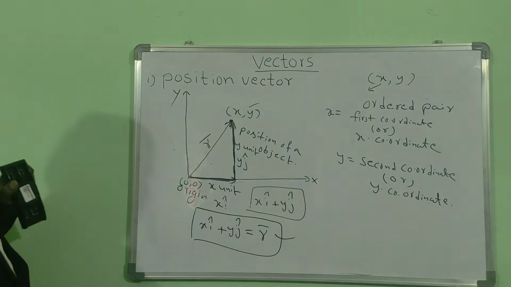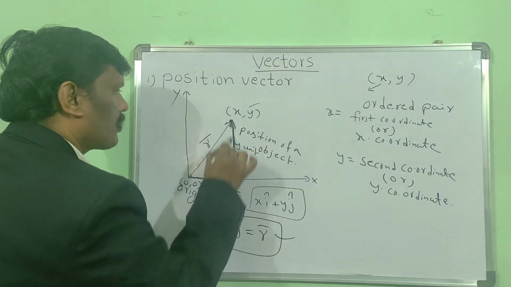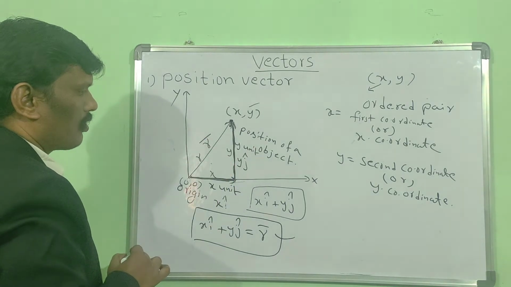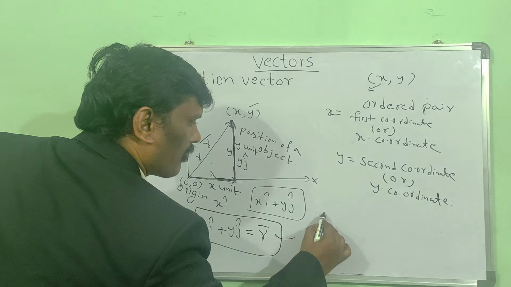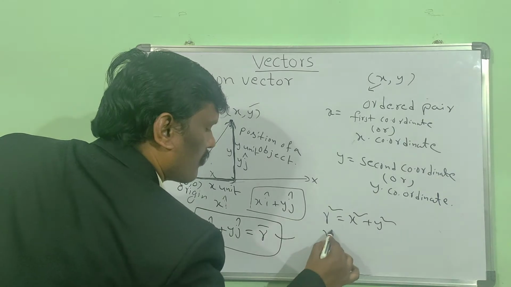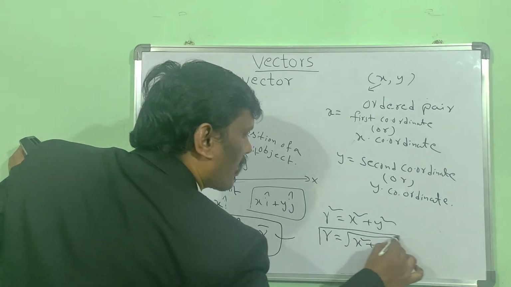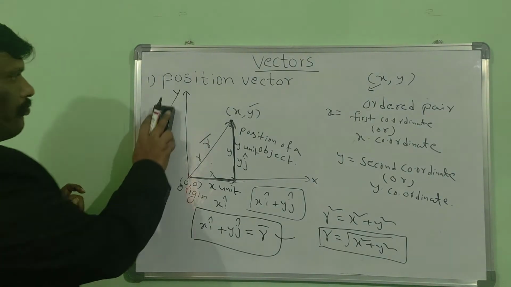So how to calculate the position vector magnitude? This is x units, this is y units, this is r units. Then by using Pythagoras theorem, how to write? Hypotenuse square is equal to side square plus side square. Then the position vector magnitude is equal to under root of x square plus y square. Now this is the magnitude of the position vector. So this is the position vector concept, my dear student. Just try to understand.